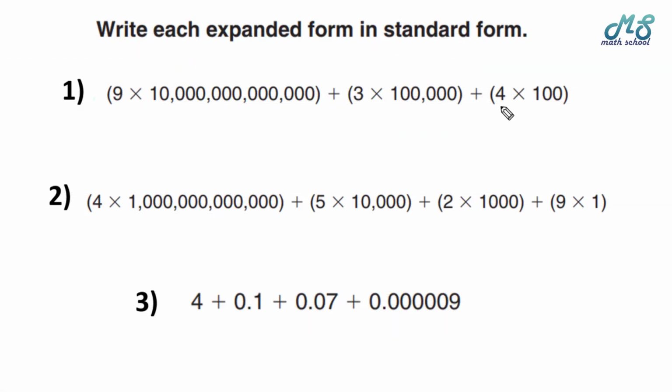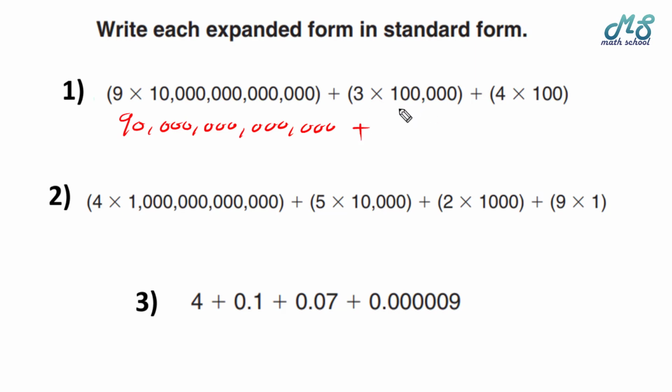We have the expanded form. You have to write the standard form. To write the standard form of the number, just write the value of each part. First, we have 9 times 10 trillions. So 4 groups of zeros. So we get 90 trillions. 90 and write trillions, 4 groups of zeros: 1, 2, 3, 1, 2, 3, 1, 2, 3, 1, 2, 3. 4 groups of zeros. Don't forget.